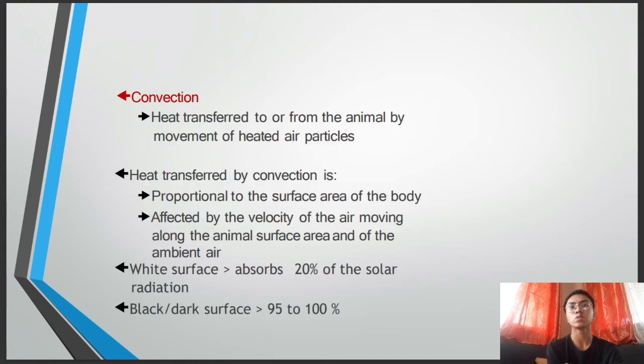Heat is transferred to or from the animal by movement of heated air particles. So convection is the process of a substance transporting its heat energy from hotter areas to cooler areas. Heat transferred by convection is proportional to the surface area of the body affected by the velocity of the air moving along the animal surface and of ambient air. White surface absorbs 20% of solar radiation, black or dark surface 95 to 100%.